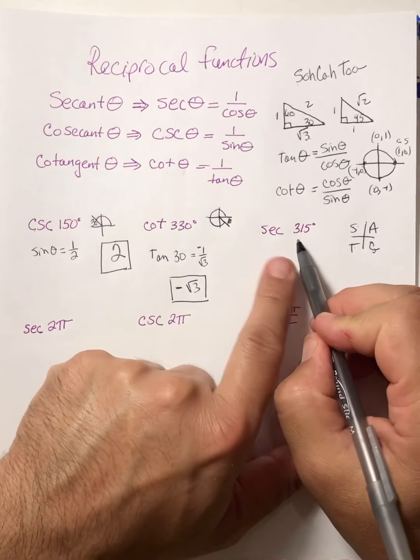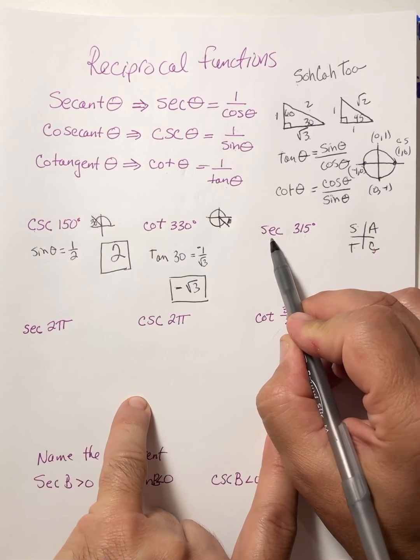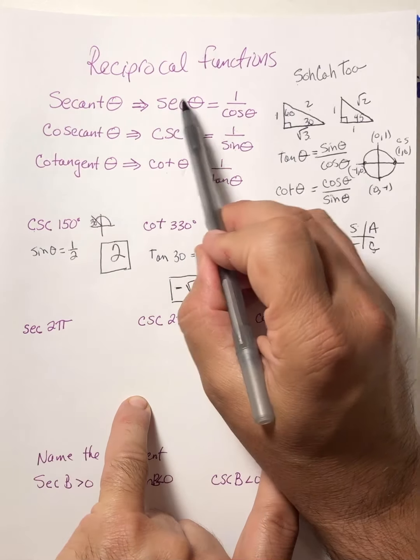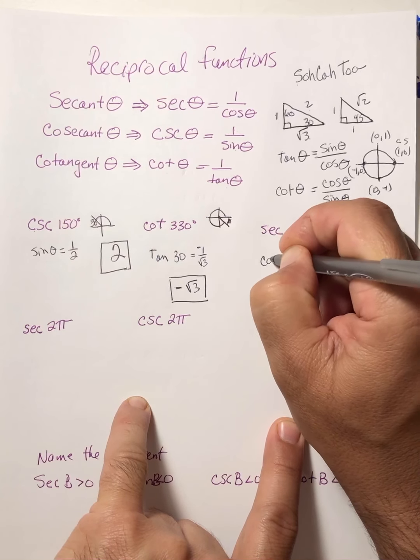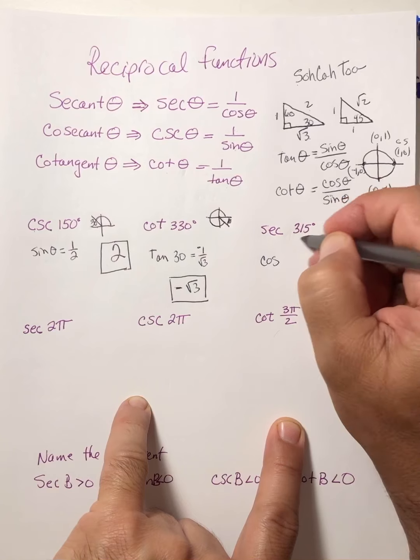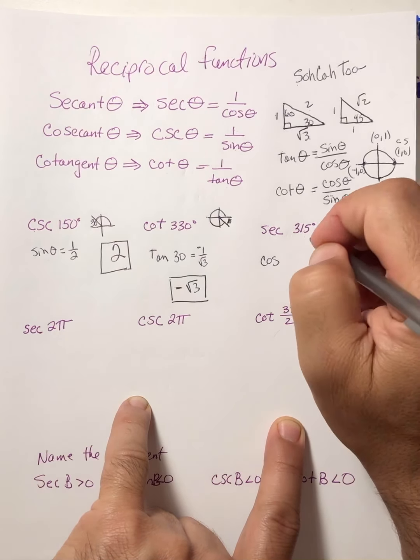All right, secant of 315. Secant, what are we thinking of? Well, secant is 1 over the cosine. So I need the cosine of the reference angle. 315, what is it? 45 degrees, very good.